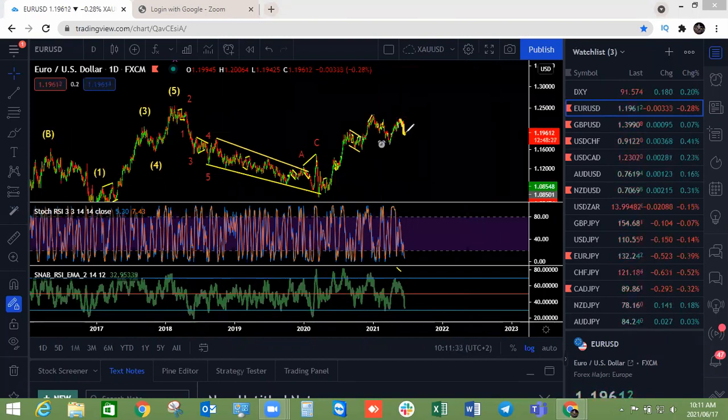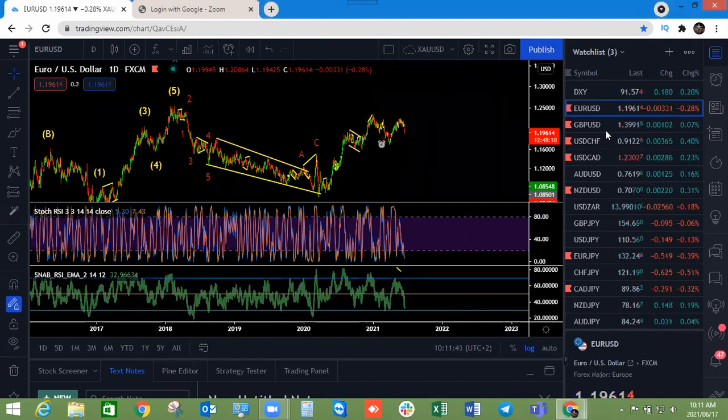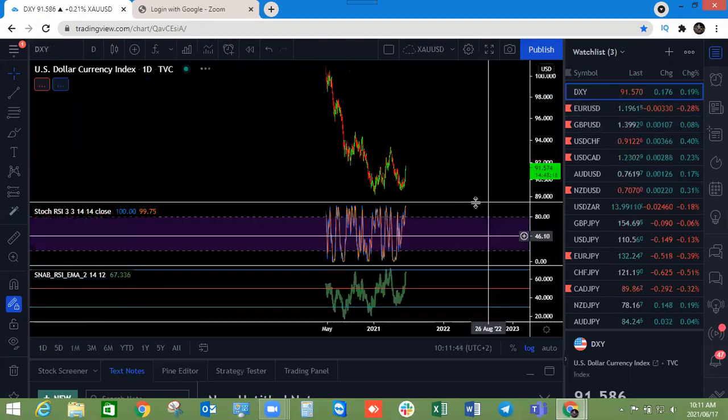Whatever reaction we're going to get there, whether it's going to be a bit of a pullback, if it's a pullback here, we're going to be looking for this to make one more down here before we make a push to the upside. So that is how we're looking at the euro. I'm going to look at the DXY before we go to the lower time frames.